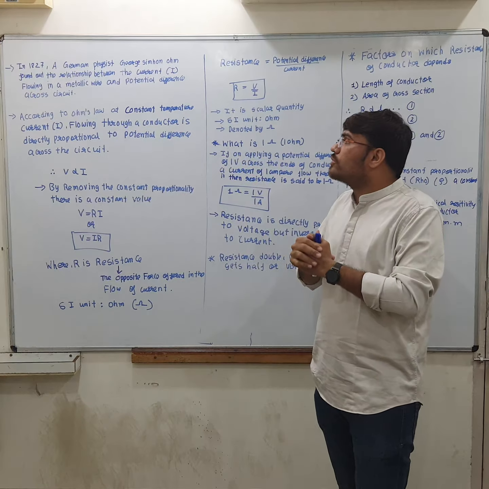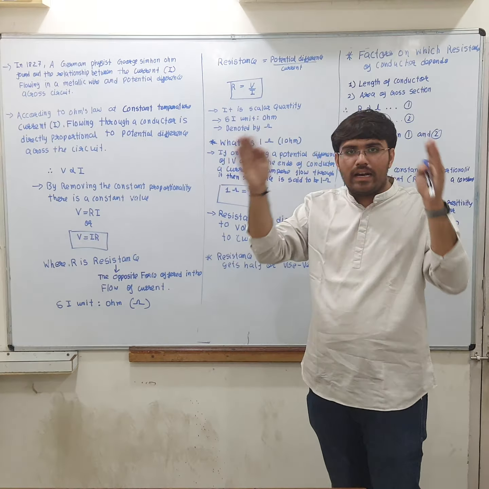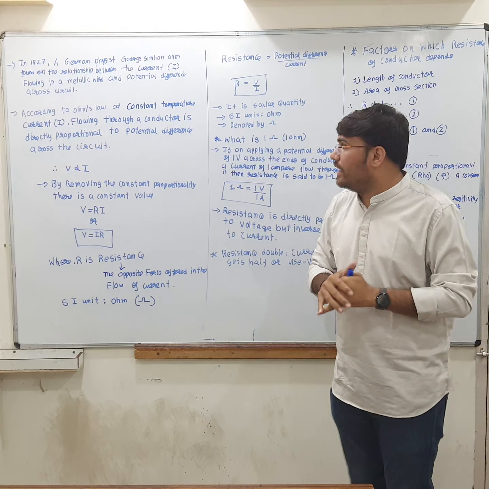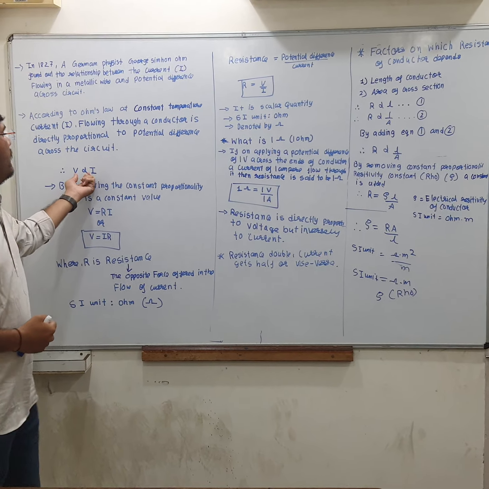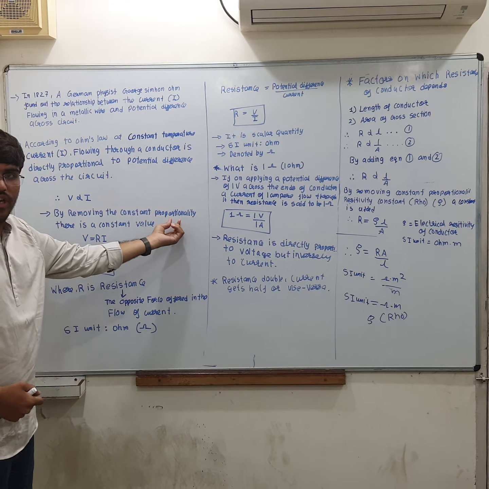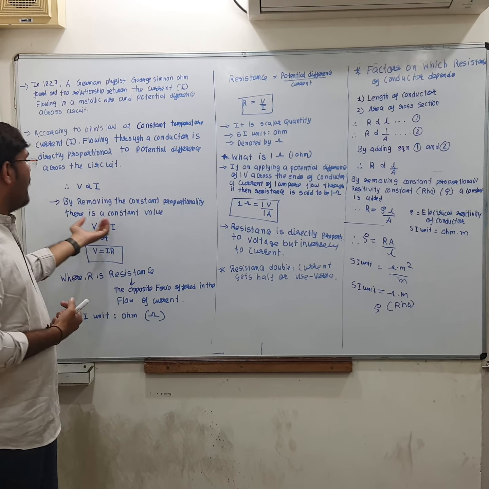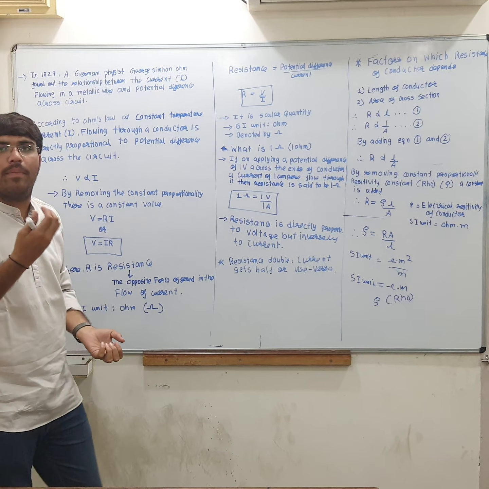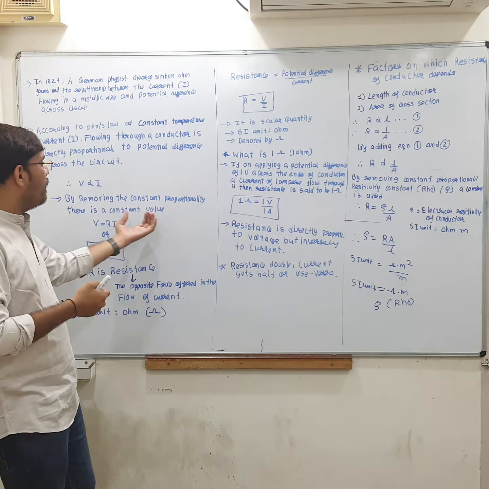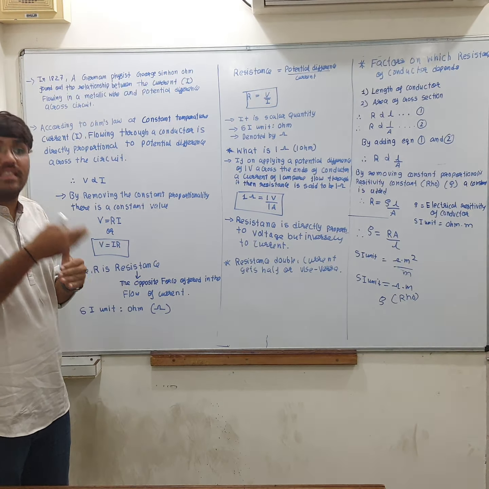According to Ohm's law, at constant temperature, the current I flowing through a conductor is directly proportional to the potential difference of that circuit. So it is written as V is directly proportional to I. To remove the proportionality, we have to add a constant. If we are removing any proportionality, here we put a constant, that is R. So what is R? It is the resistance.